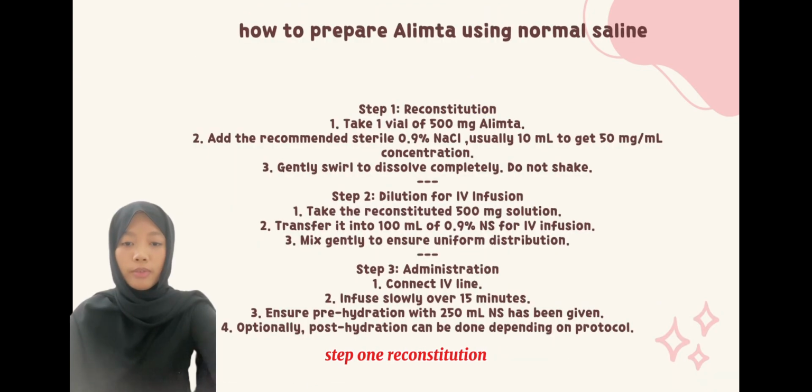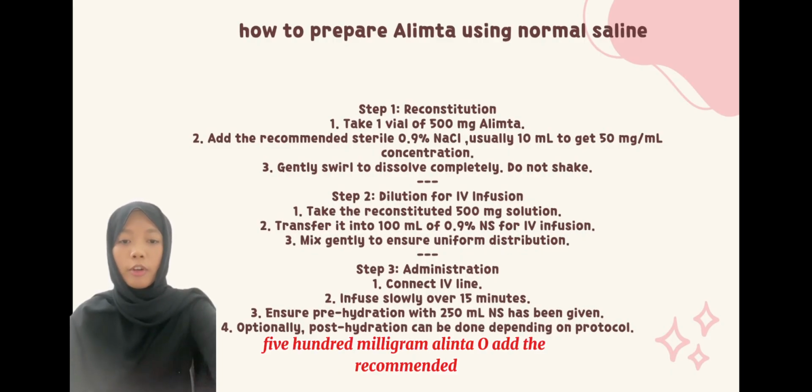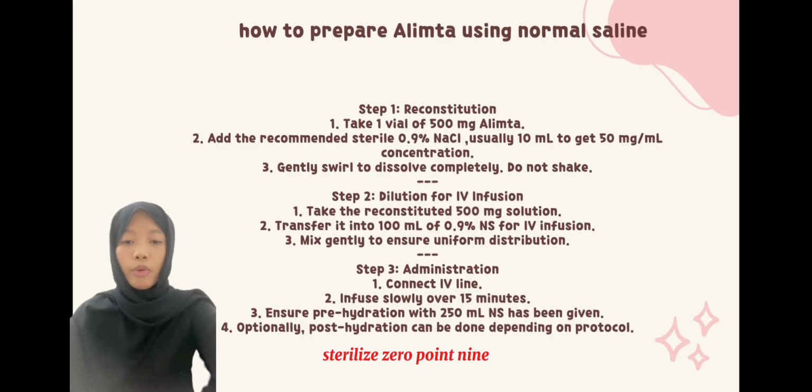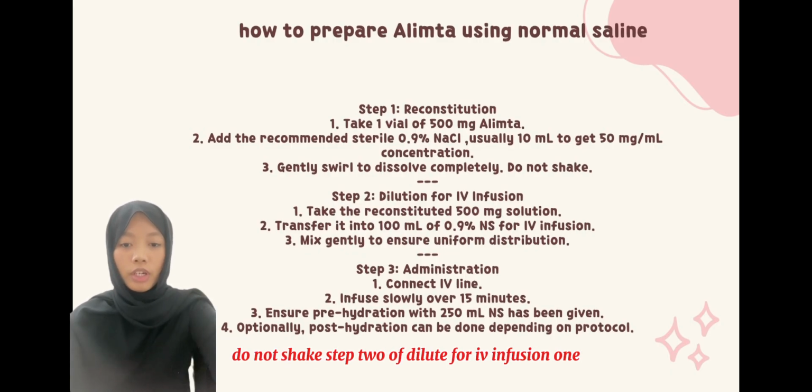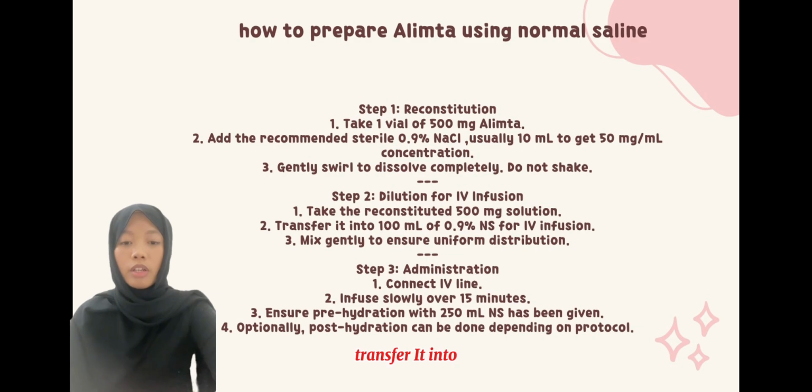Step 1, reconstitution. Take 1 vial of 500 mg Alimta. Add the recommended sterilized 0.9% NaCl, usually 10 ml, to get 50 mg concentration. Gently swirl to dissolve completely. Do not shake. Step 2, dilute for IV infusion. Take the reconstituted 500 mg solution. Transfer it into 100 ml of 0.9% NS for IV infusion. Mix gently to ensure uniform distribution.